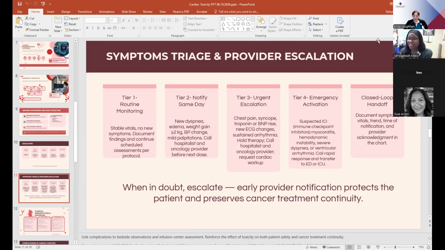ICU, a step down or ICU area. So we want to make sure that we are doing closed loop handoff and we're documenting symptoms, vitals, trends, times of notifications to the providers. We want to link complications to bedside observations and reinforce the effect of toxicity.